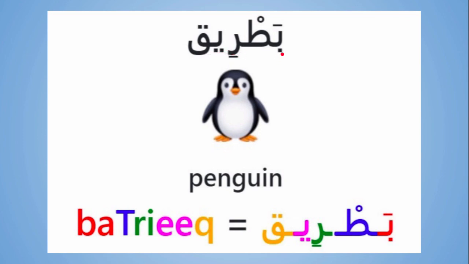And we see that the letter ba has fatha, and ta has sukun, and ra has kasra. So we can break it down into ba, ta, ri, yi, q. Ba, ta, ri, yi, q. Batriq. Now we know how to sound out a word and how it can be pronounced.